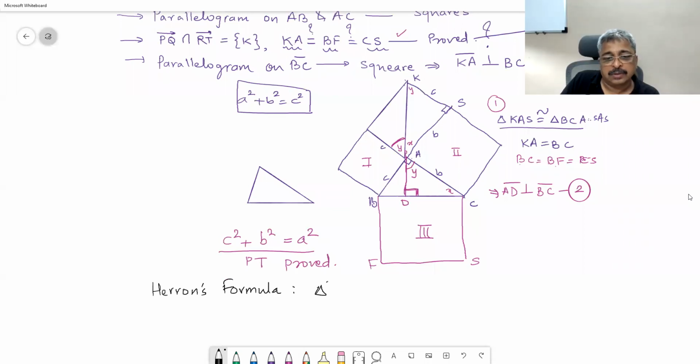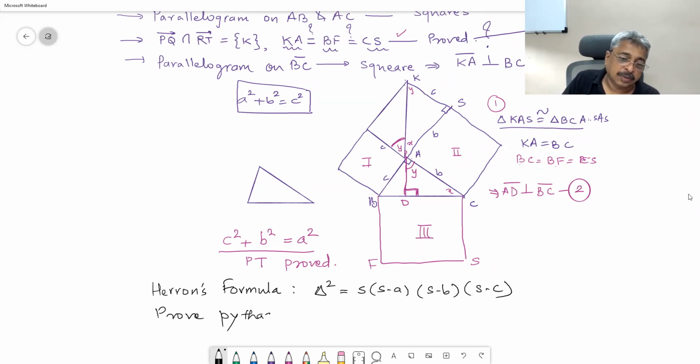Delta square is equal to S into S minus A, S minus B, S minus C. Prove Pythagoras using Heron's.